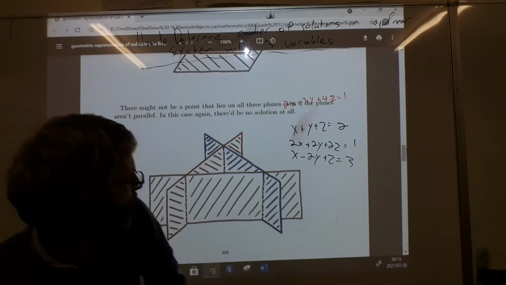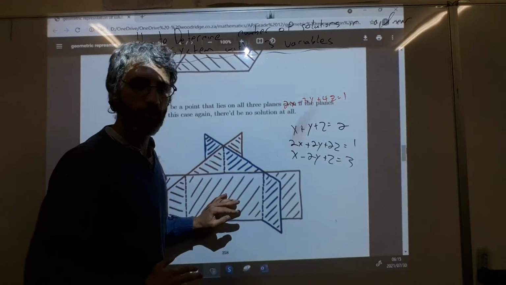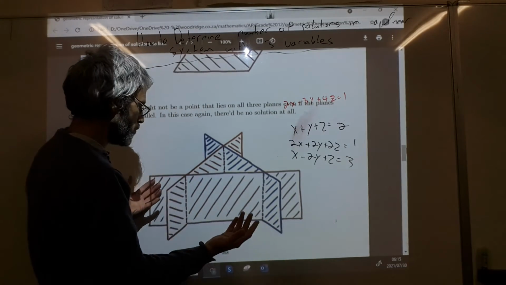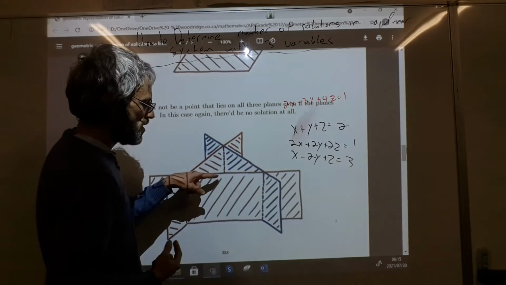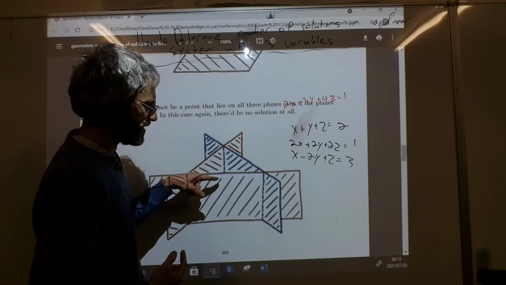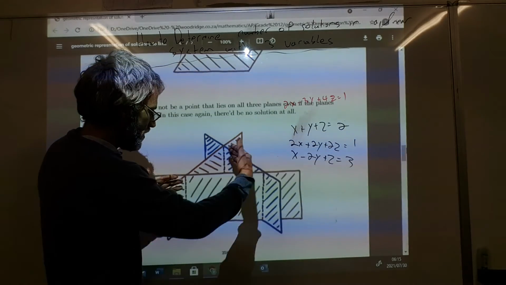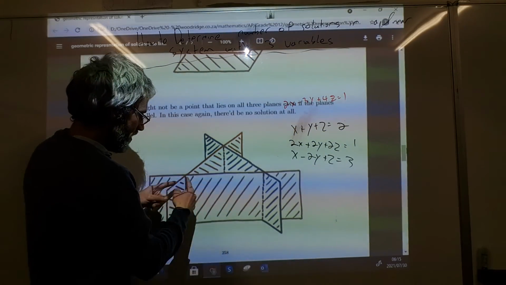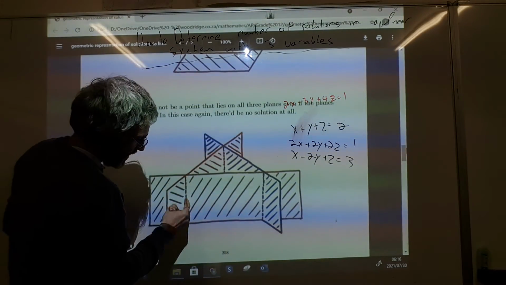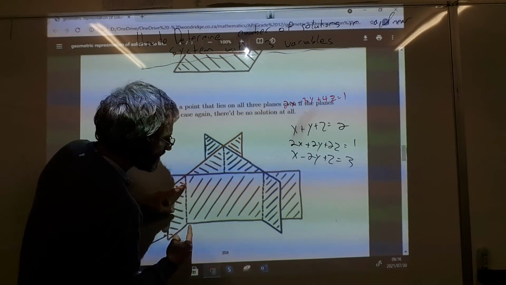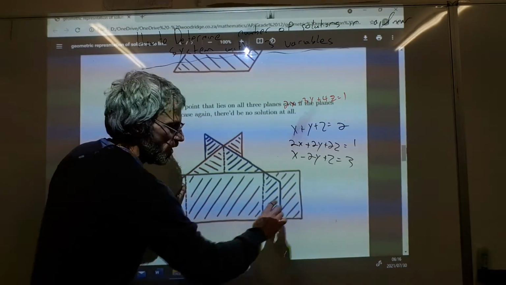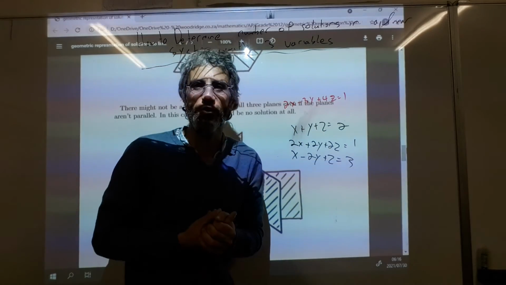Here we go. So this is another case of no solution. And obviously there's no solution here. There's no one place where all these planes are intersecting. But none of them are parallel. They're all intersecting, but let's look at these 2 planes. They intersect on this line, but this line is parallel to this plane. So again, there's no solution.